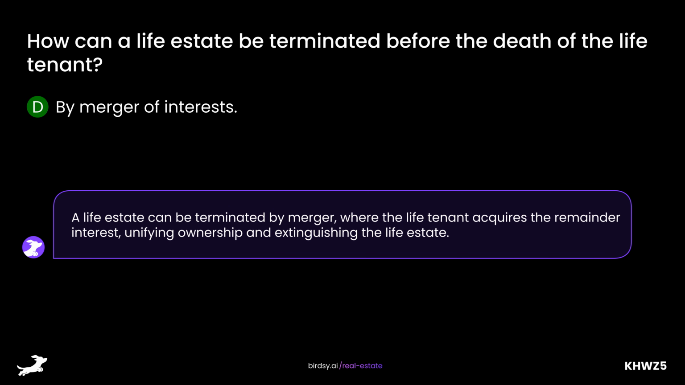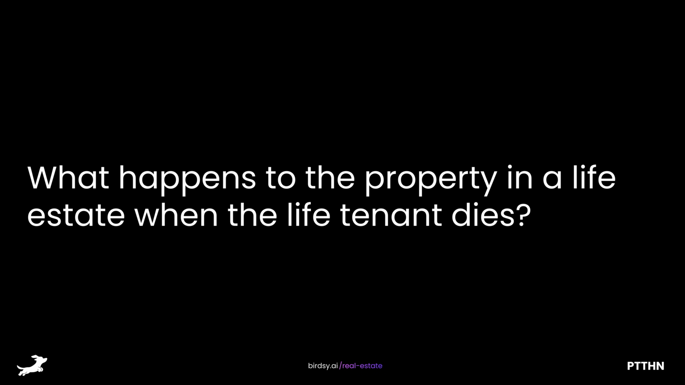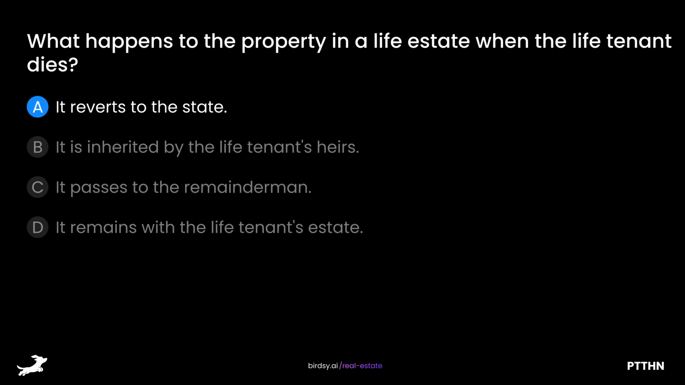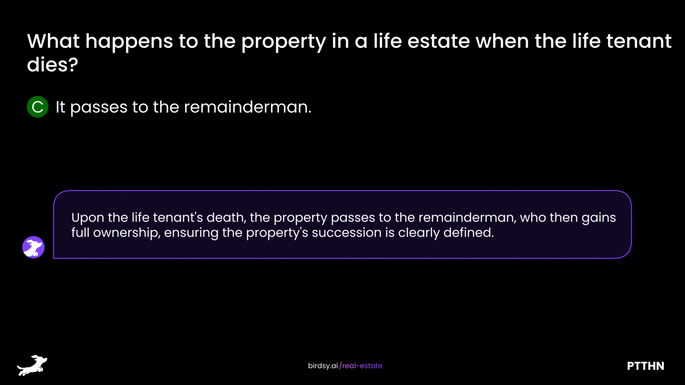What happens to the property in a life estate when the life tenant dies? Is it A, it reverts to the state, B, it is inherited by the life tenant's heirs, C, it passes to the remainderman, or D, it remains with the life tenant's estate? The answer is C, it passes to the remainderman. Upon the life tenant's death, the property passes to the remainderman, who then gains full ownership, ensuring the property's succession is clearly defined.